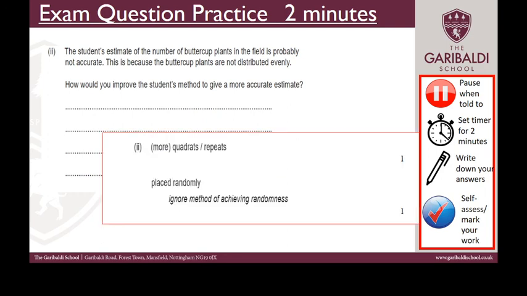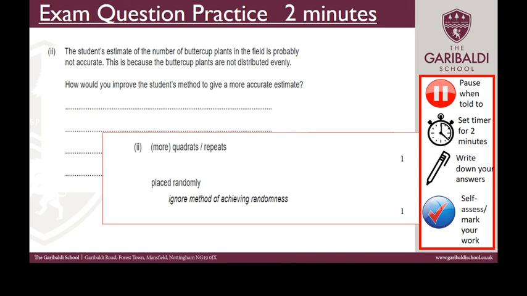The answer is, you could use more quadrats or more repeats. That is how you increase accuracy in any scientific experiment. For example, when you are in a lab and you want to publish data, so when I worked in a lab and I published my own papers, I had to repeat the experiment 3 times. That's the minimum you have to do it.